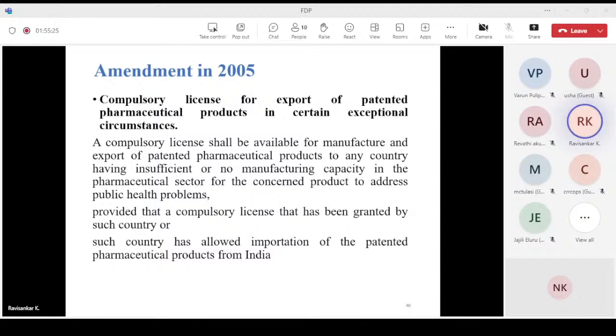So if you take African countries, those countries are very poor and they don't have sufficient manufacturing facilities for preparing drugs and other health products. In these situations, we can apply for a compulsory license for export of our product into those markets.